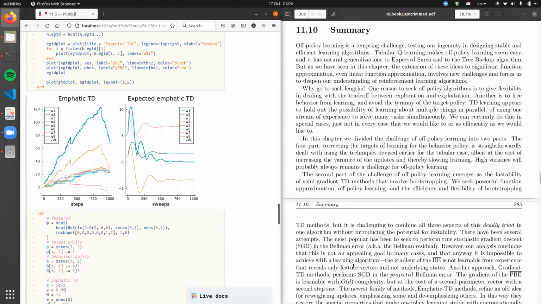Okay, and to summarize it, off-policy learning is a challenging problem, and still an open topic in current research. And we want to use Q-learning, for example, often, and Q-learning is an off-policy algorithm.